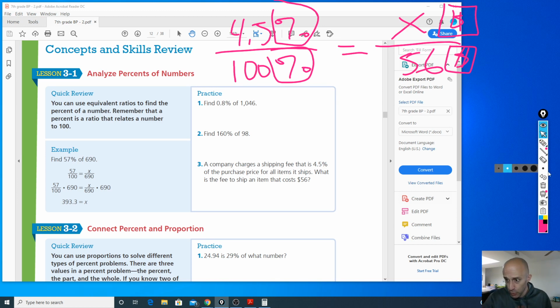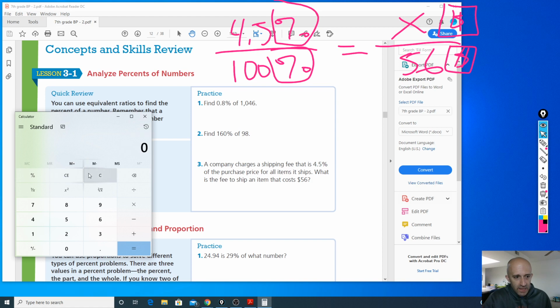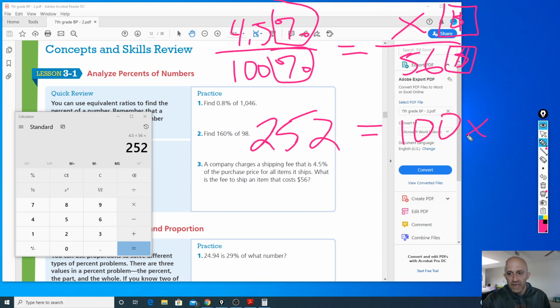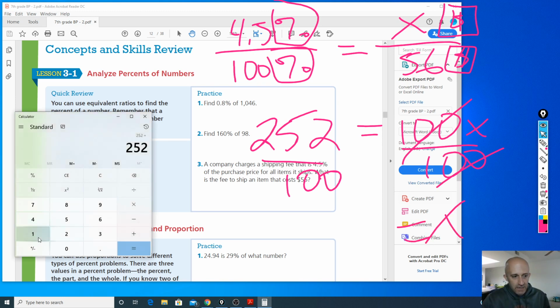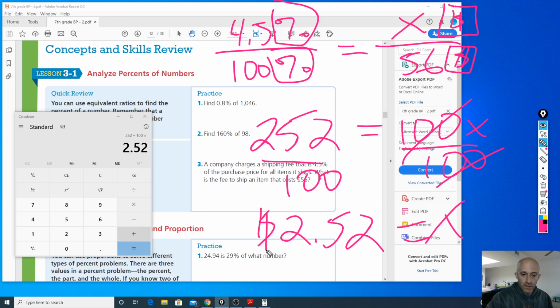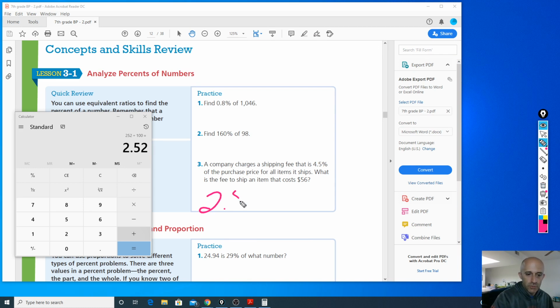So if we were to, again, cross multiply and divide, if I take 4.5 times 56, it's going to give me 252. My 252 is going to equal my 100x. If I divide both sides by 100, 252 divided by 100 is going to be 2.52. So the fee that is going to be charged in this specific word problem is going to be $2.52.